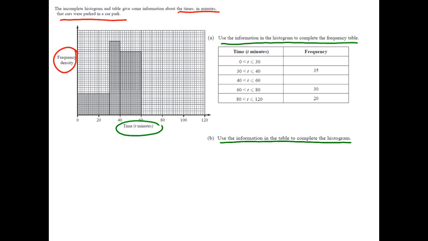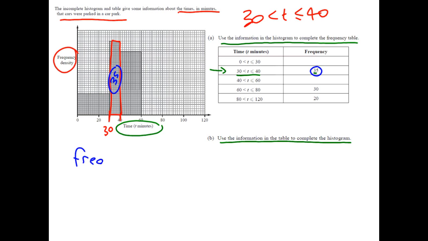Let's look at our table, and that's quite a bit of information. We've got the frequency and we've got the width. What do I mean by we've got the width? I mean that we're told that this bar goes between 30 and 40 on the scale, because it says T is between 30 and 40. So this is a rectangle that we're talking about, and the area is 35, because the frequency is represented by the area. Remember the formula? Frequency equals frequency density times class width.